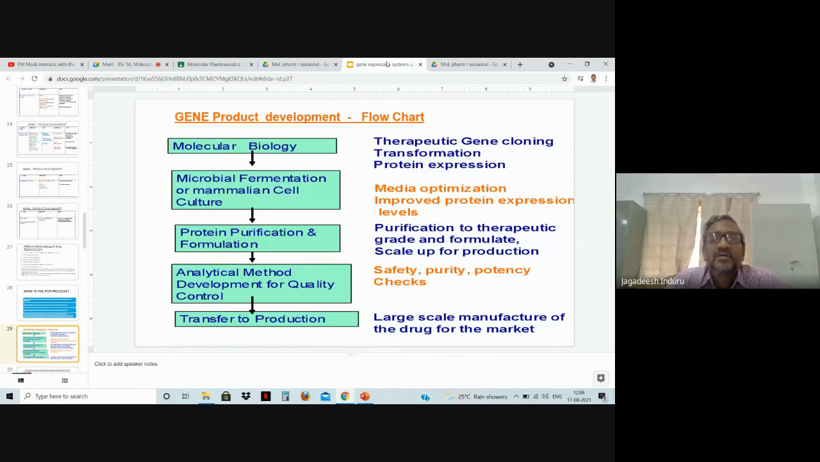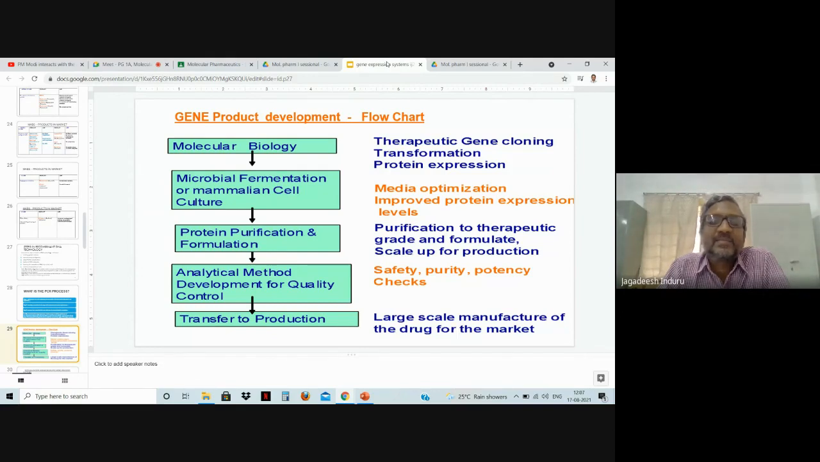So most of the times in gene product development in molecular biology, first we do the therapeutic gene cloning and transformation, and the protein expression takes place. Once the rDNA cell is made ready, we will use conditions of the media, temperature and pH to get the highest productivity of that particular rDNA cell, so that it will have the highest protein expression.